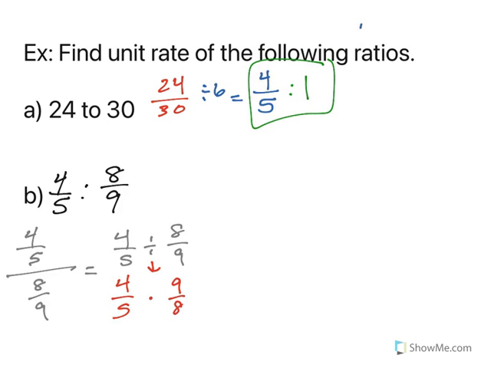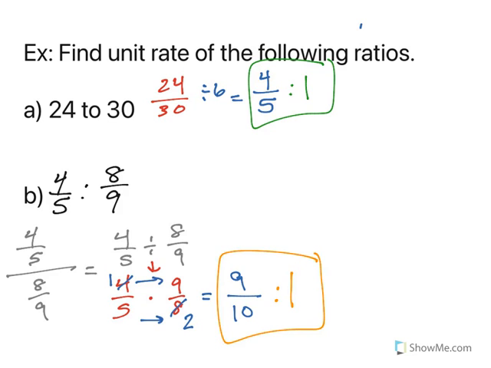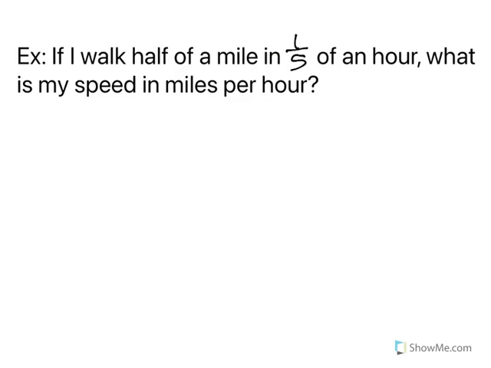Now, when I do that, I can reduce numerator to denominator. 4 and 8 share a common factor of 4. And so when I multiply straight across, then I get 1 times 9 is 9, 5 times 2 is 10. So 4/5 to 8/9 simplifies to the ratio of 9/10. To make that a unit rate, we simply make it to 1. So 9/10 to 1, and we have ourselves a unit rate. Let's do one more in application way.